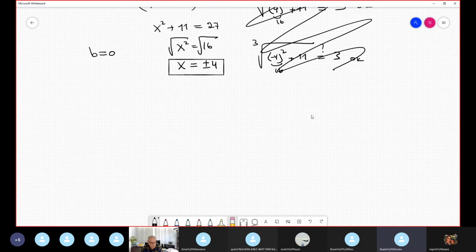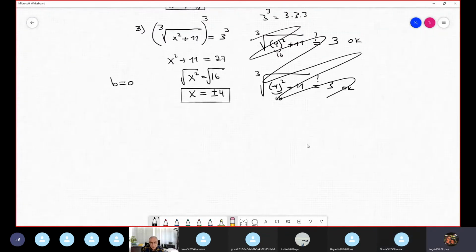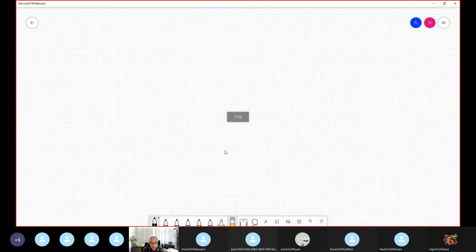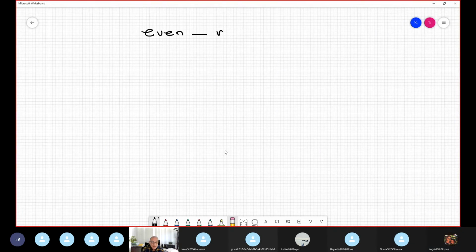When the index is even is when you verify. When it's odd is when you don't. It's totally optional. When the index is even, it's mandatory, even when you're doing the test and it gets stressful. Even is mandatory.